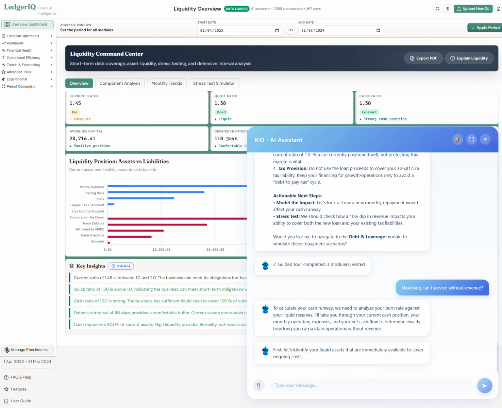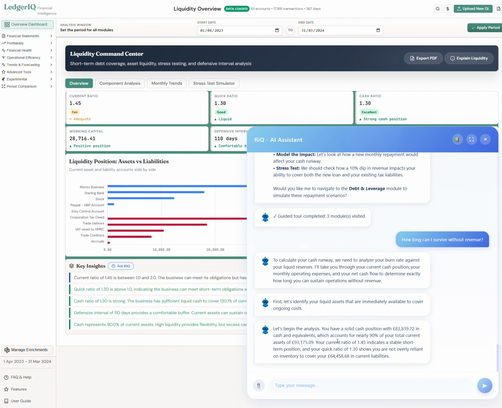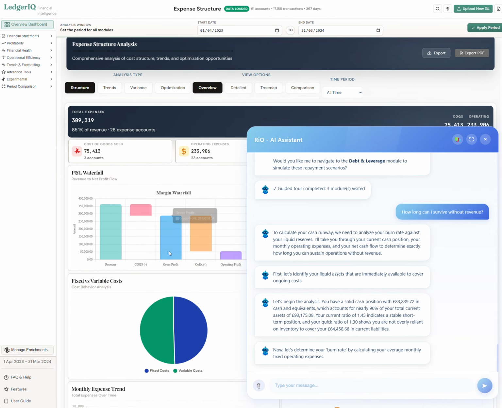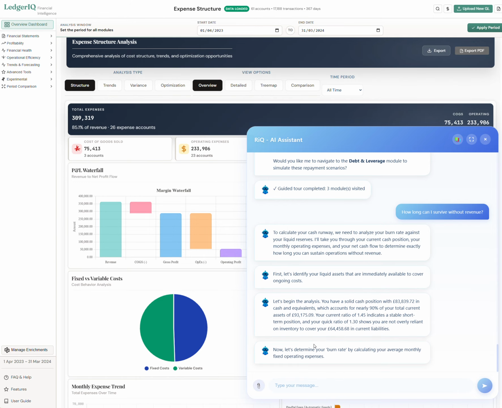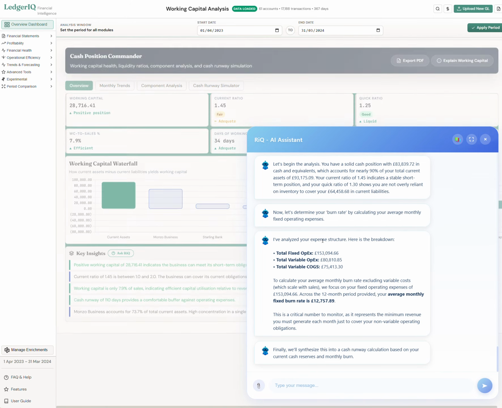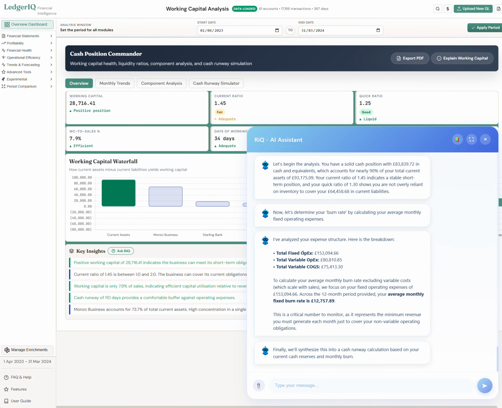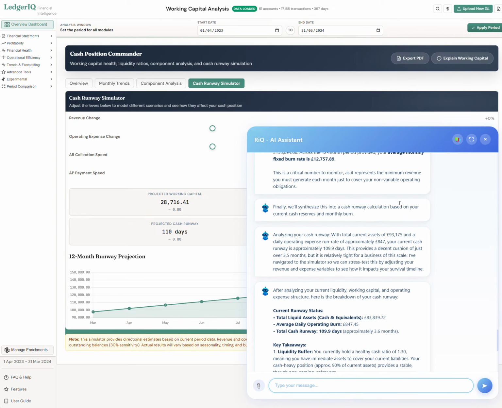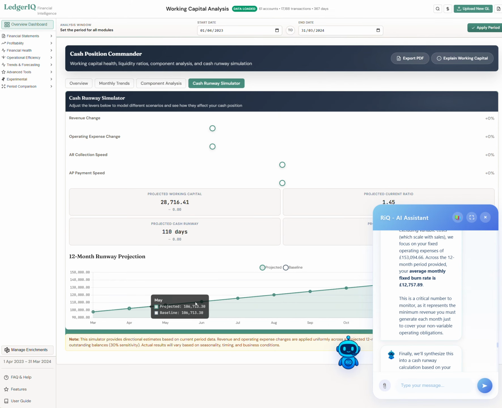So it wants to calculate our cash runway. It's gone back to the liquidity command center. We've got a solid cash position. It goes to expense structure analysis to analyze our expenses. To determine our burn rate, it runs a simulation and analyzes the expense structure. So our average monthly fixed burn rate is £12,757.89. And then it synthesizes this into a cash runway calculation based on our current cash reserves and monthly burn. And you can see there, that's what that looks like.